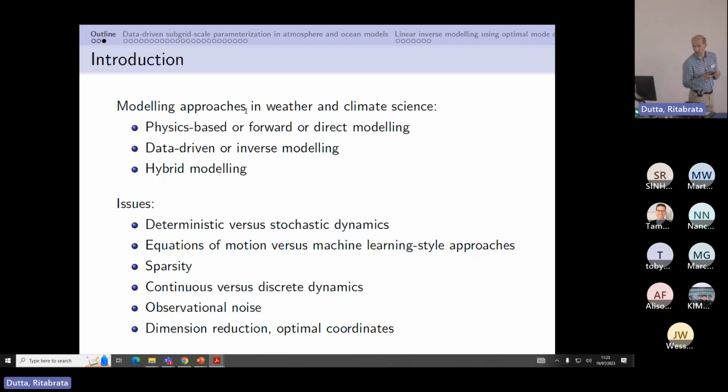General issues which come up again and again in these modeling problems, just to name a couple of them: first of all, deterministic versus stochastic modeling. What kind of systems should you take in? Can you succeed with purely deterministic dynamics, or do we need stochastic processes? That's one question. Then the other question is equations of motion versus machine-learning-style approaches.